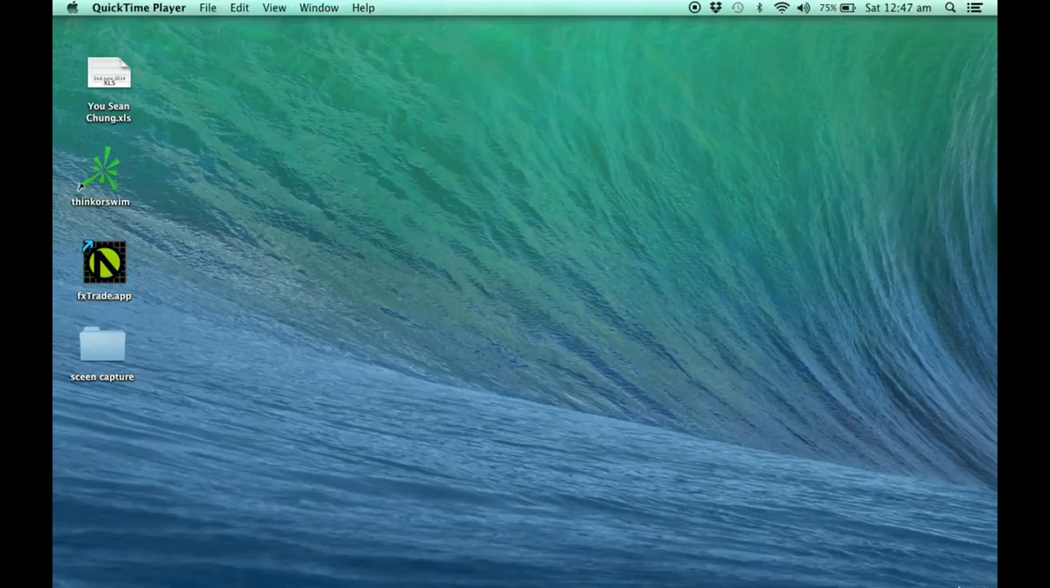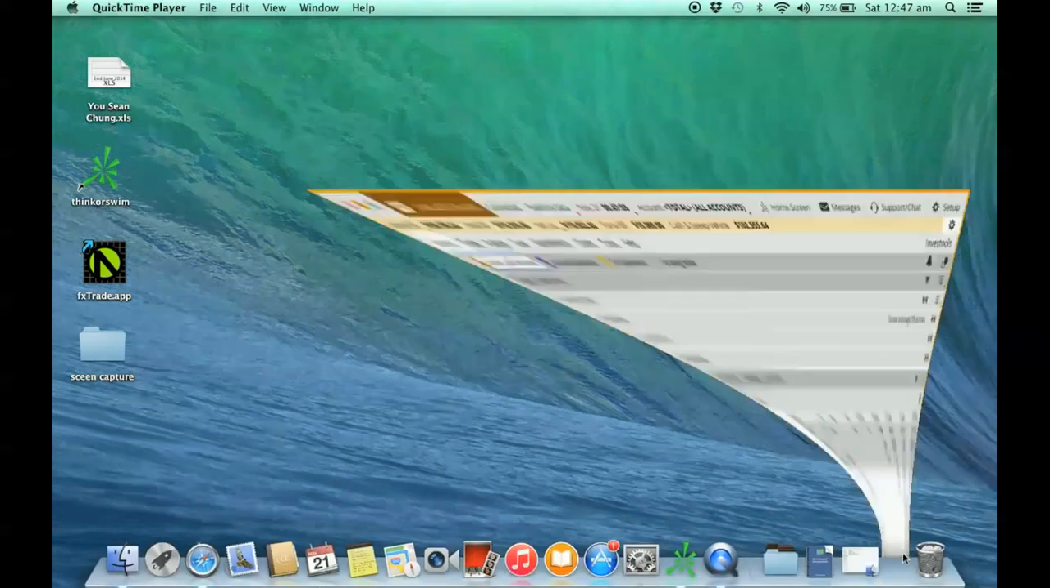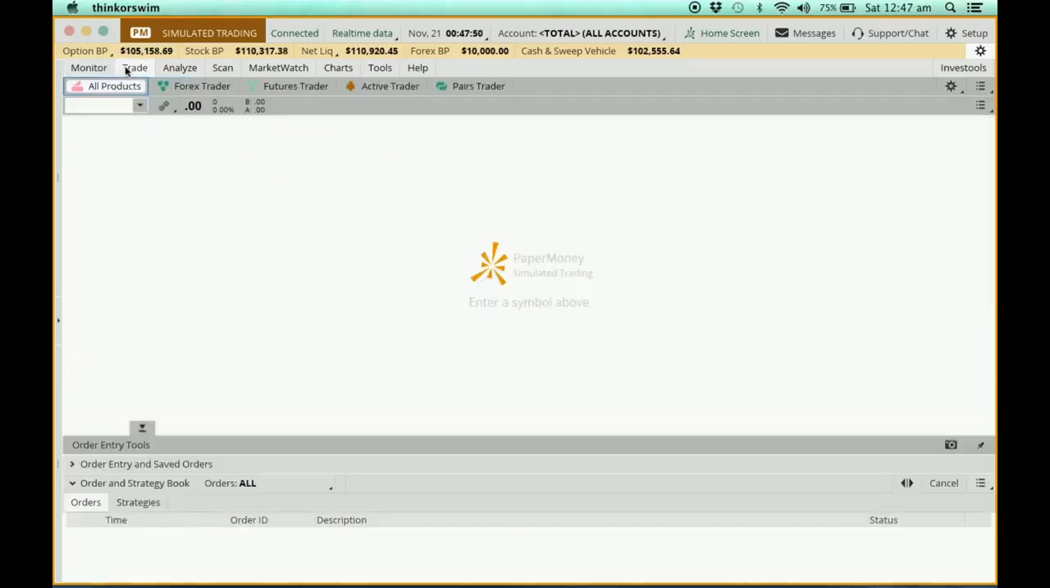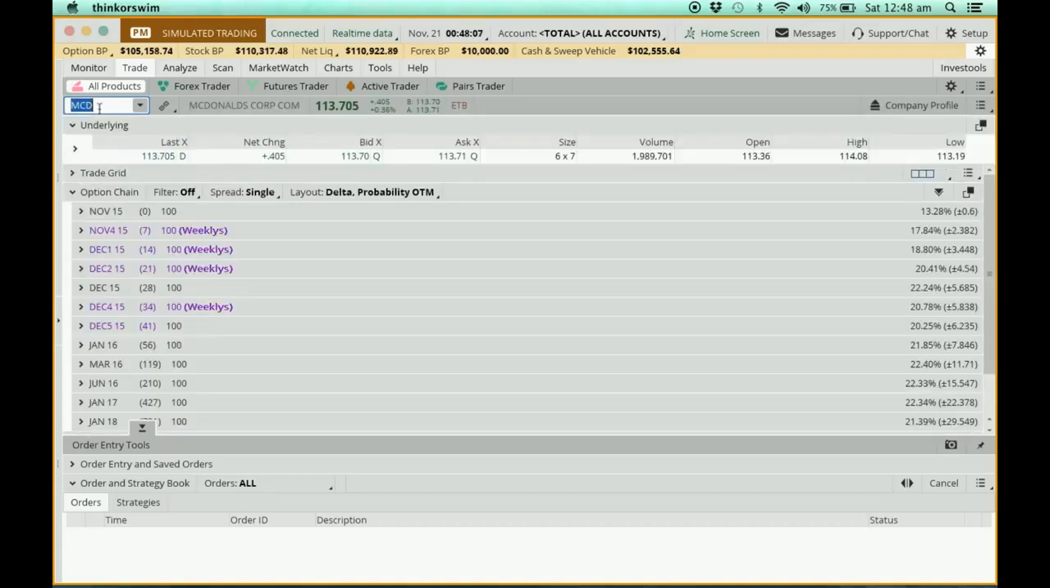Alright, I'm going to open my option chain, my TOR platform now. So now I'm at the monitor tab. So let's go to the trade. Say for example, I have done my due diligence. I have done my analysis. There's a stock that I want. Say for example, McDonald's. Let's just look at MCD. That is the ticker, so I key it in.